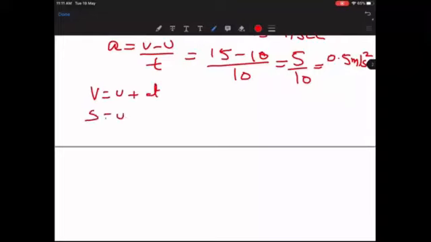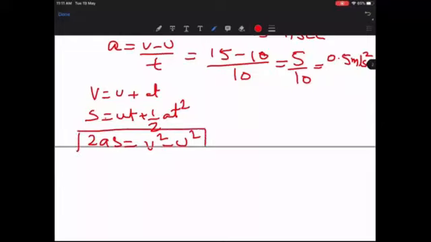Right? S is equal to ut plus half at square, and then you have 2as is equal to v square minus u square. Now out of these three formulas, let's see the last one first. Do you know u? Yes. You know v? Yes. Do you know a? Yes. Only thing is you have to calculate s. So out of 4 variables in the last equation, you already have 3 of them with you. Correct? So you have to use this formula.